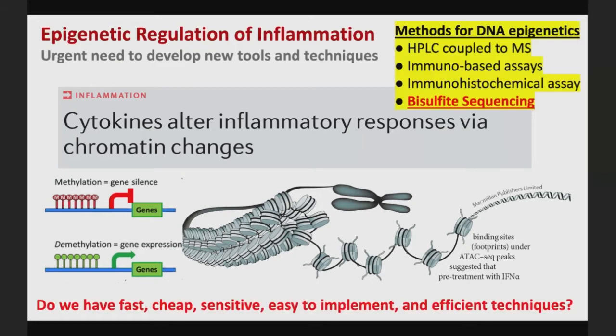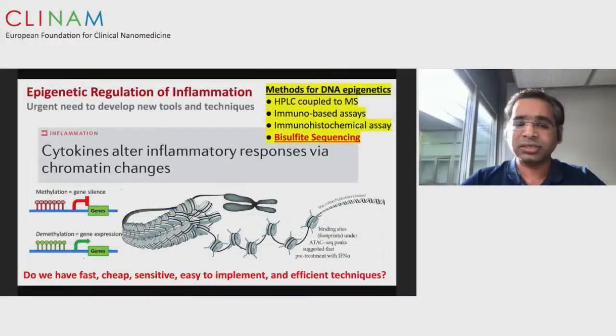But the inflammation field is currently struggling with the techniques that are available to quantify or to look at the DNA epigenetic modifications, because the techniques which are available are not fast. Techniques like bisulfite sequencing are very costly. They are not very sensitive. And most importantly, they also need a huge amount of starting DNA material.